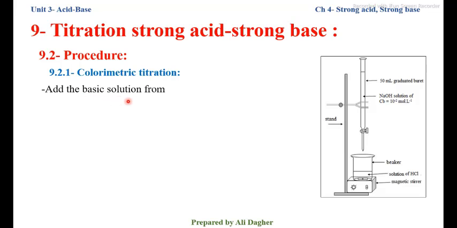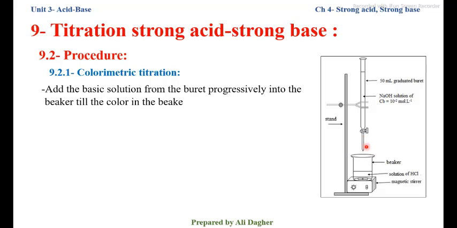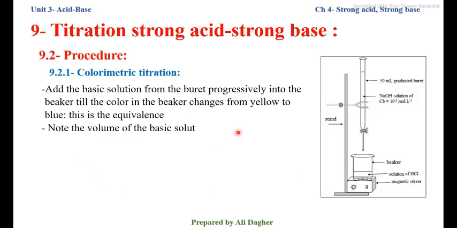Add the basic solution from the burette progressively till the color in the beaker changes from yellow to blue. This last point added, where the color of the solution changed from yellow to blue, is the equivalence point. Note the volume of the basic solution added at the equivalence, VBE. Consider the level of solution in the burette becomes here. Then this volume is the volume added, which is called VBE, volume of base added at equivalence.